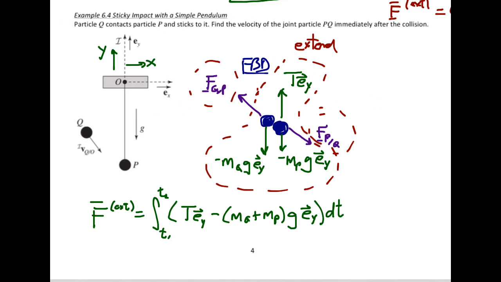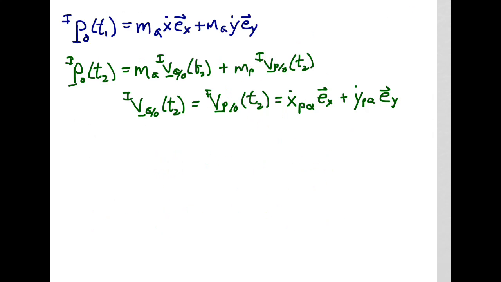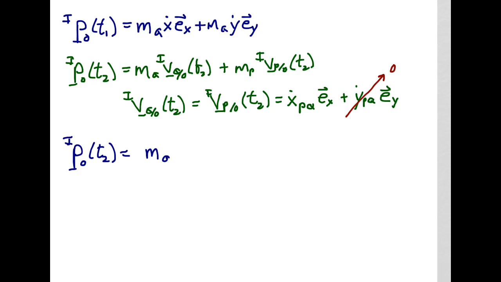Now at time 2, even though we have a sticky collision and these two are stuck together, p hasn't moved. And if p hasn't moved, then it can't have a velocity in the upward direction. This is a stiff rod, it can't move up, it can't move down. And so the only velocity that it can have, because it's a simple pendulum, is a velocity in the ex direction. So when these two particles are combined, y dot pq is equal to 0 because the particle together can't move either up or down. And so our total linear momentum at time 2 is equal to the mass of q plus the mass of p multiplied times x dot pq, only in the ex direction.